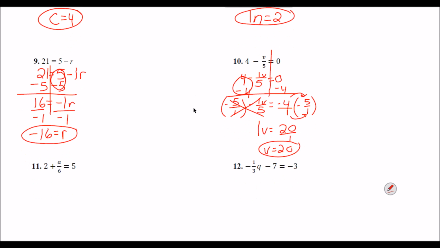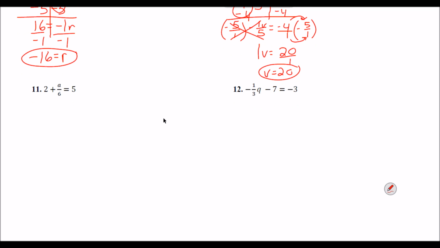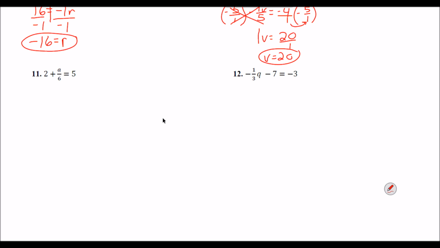All right, number 11, again, we have that fraction, so we're going to draw a line in. I'm going to rewrite this so that that hidden number is there. And again, we want to get rid of the 2. So is it 2 plus 2 or 2 minus 2? It is subtract 2 so that it becomes 0. The 1a over 6 drops, and 5 minus 2 is 3.